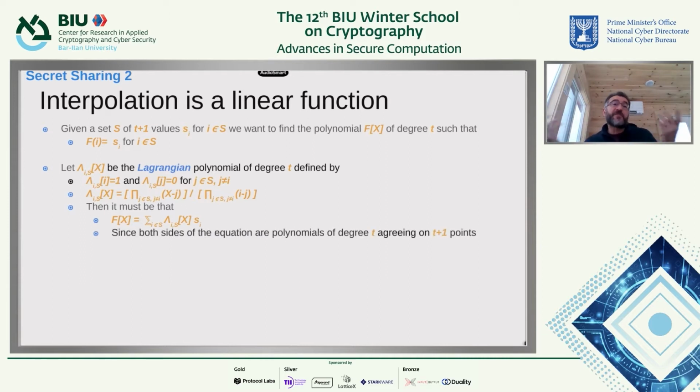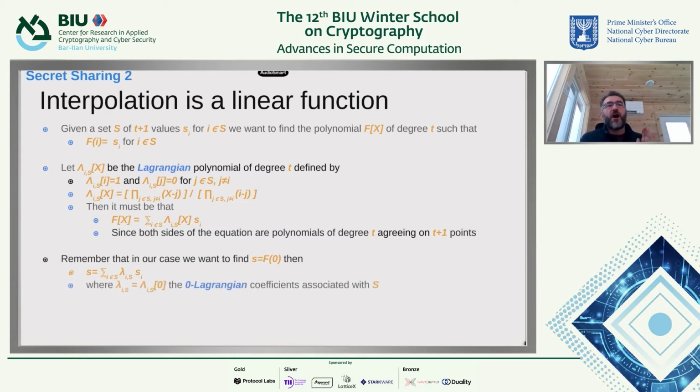And because both sides are polynomials of degree t that agree in t+1 points. So remember that we want to just find the secret, which is the free term. So take that equation and apply it just to the free term, and it turns out that the free term is a linear combination of the shares, where the coefficients are the free terms of the Lagrangian polynomials.